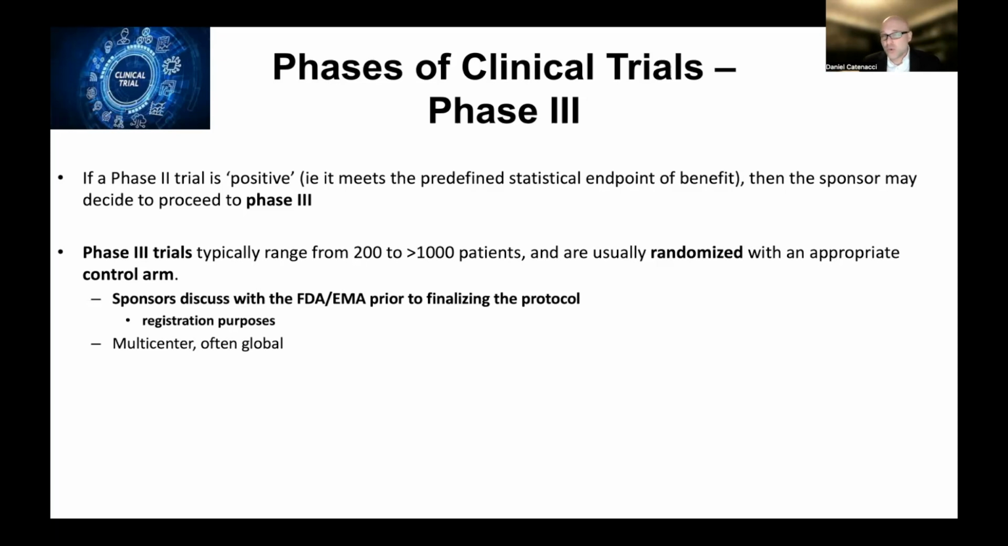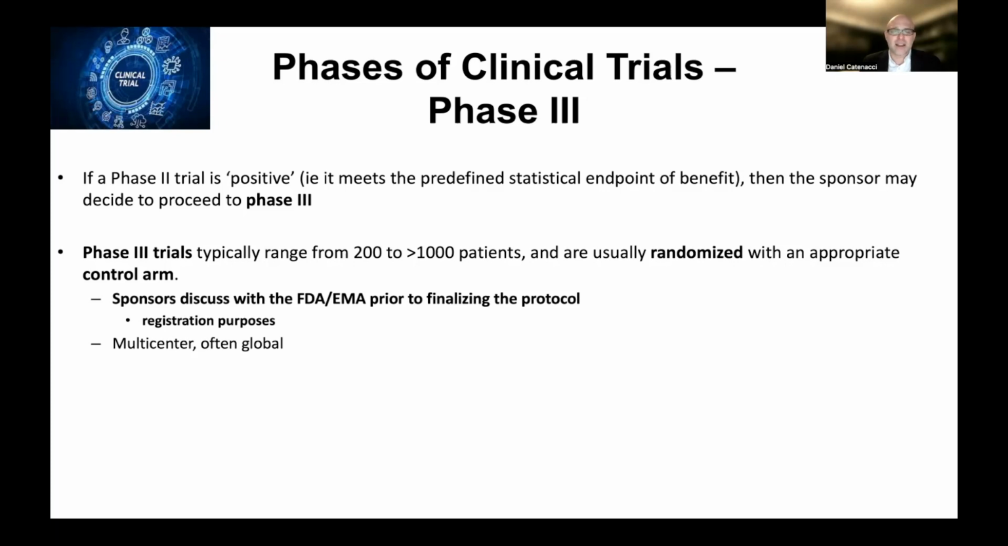And they are usually randomized with an appropriate control arm, randomized to whatever the standard of care is in the setting of where the phase 3 study is being run. And sponsors, let's say, for example, a pharmaceutical company, will discuss with the regulatory agencies like the FDA in the United States, or the European equivalent, the EMA, prior to finalizing their protocol, so that when all is said and done and the study is completed, it was predefined that if this study is positive, then this would lead to registration.